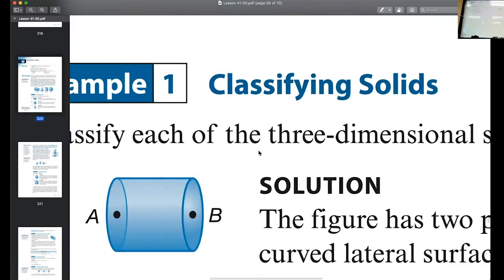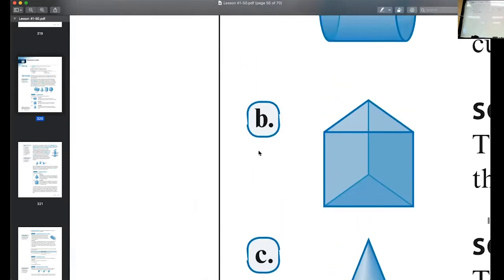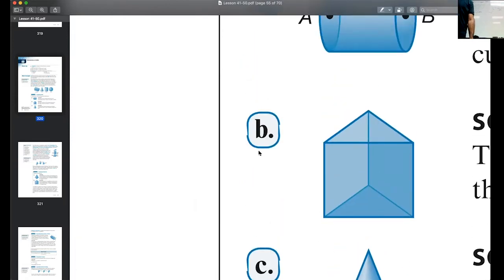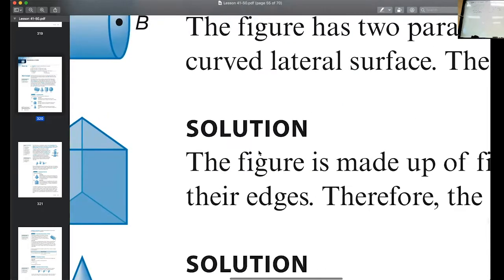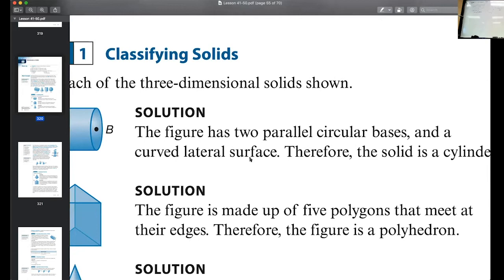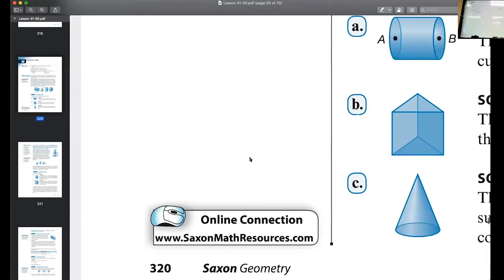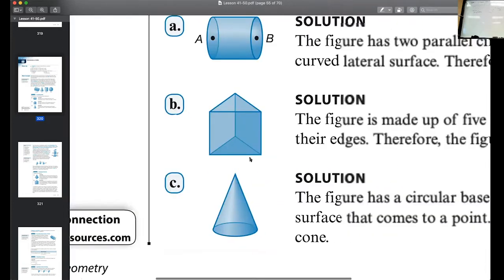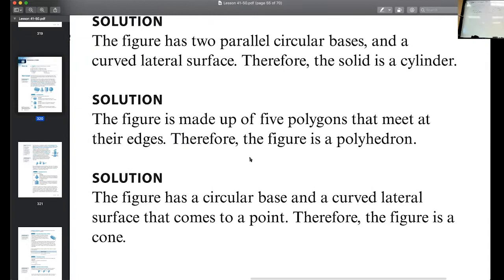All right, what about this? What is this sucker? B. Polyhedron. And more specifically, it is a prism because it's that same triangle all the way up. So this says the figure is made up of 5 polygons that meet at their edges. Therefore, the figure is a polyhedron. What about this? That's a cone. It looks like an ice cream cone. The figure has a circular base and a curved lateral surface that comes to a point. The key phrase here is it comes to a point. Therefore, the figure is a cone. Good job.